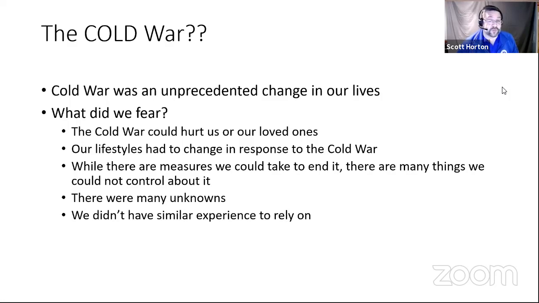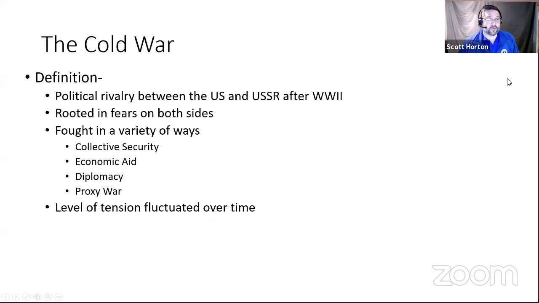There were things we could do to try to end it, but there are many things that we could not control about it. There are many unknowns, and we didn't have similar experience to rely on. We didn't have the threat of global nuclear war that could end life on the planet. So this is something that changed a lot of things for the United States in that period. And the US, of course, is going to take a leading role in that.